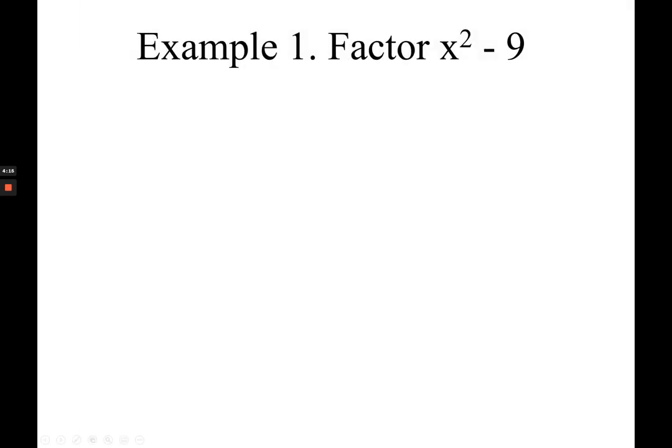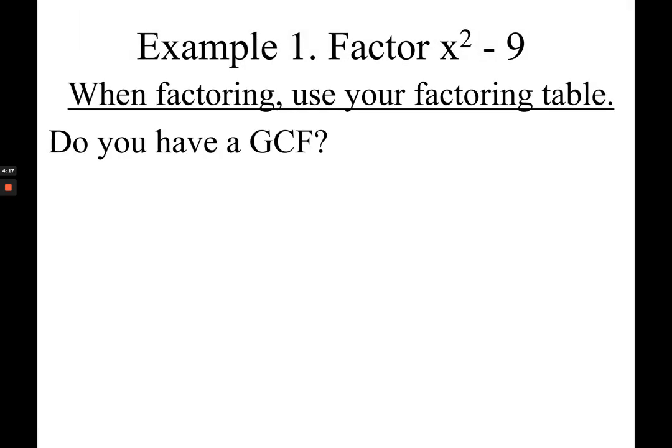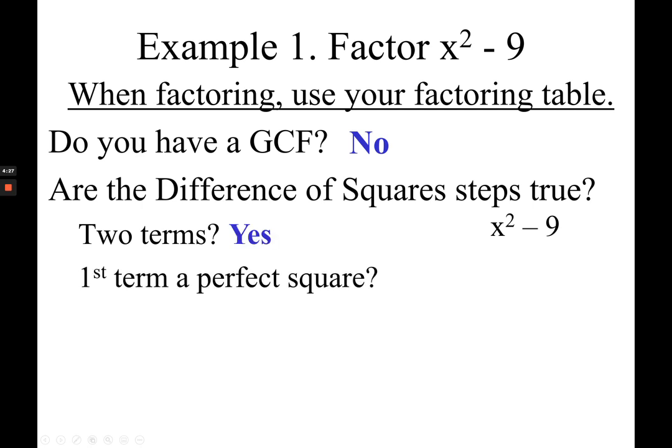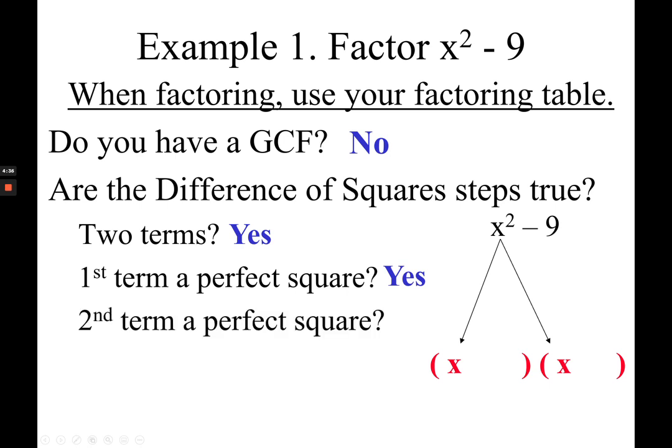Example, you have x squared minus 9. When factoring, you use your factoring table. Do you have a GCF? No. And then the 4 steps of determining, are the difference of two squares steps true? There are 2 terms, yes. Is the first term a perfect square? Of course, yes. Then you can factor it x times x because it results to x squared. And is the second term a perfect square? 9, yes. And it's a result of multiplying 3 times 3.